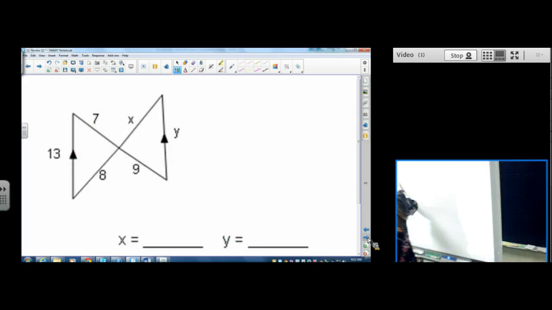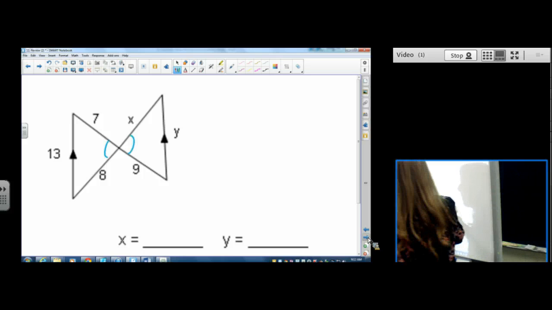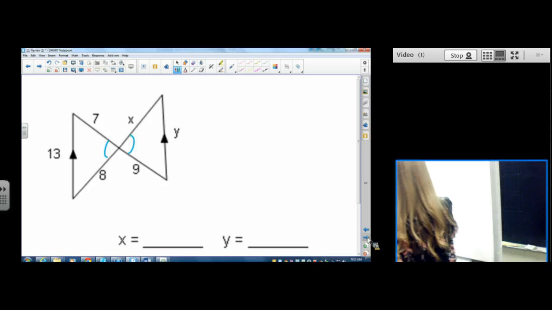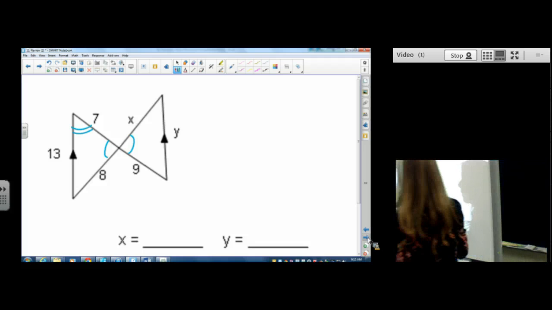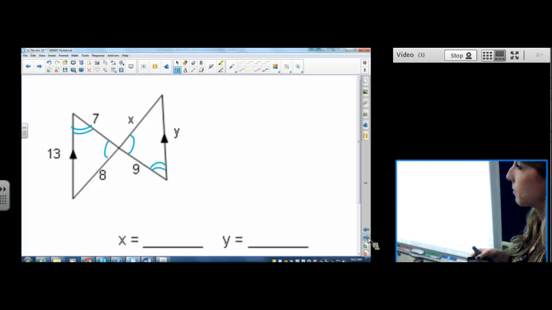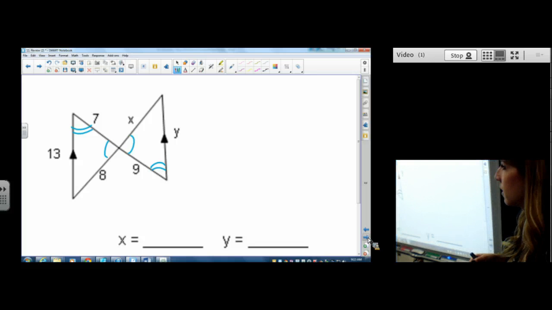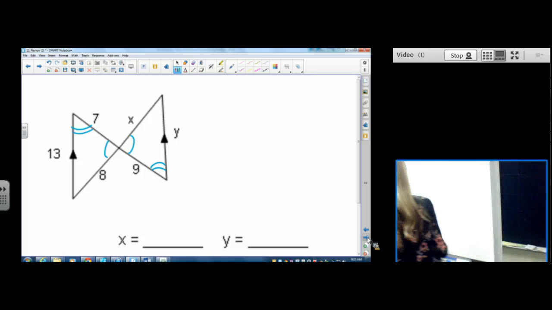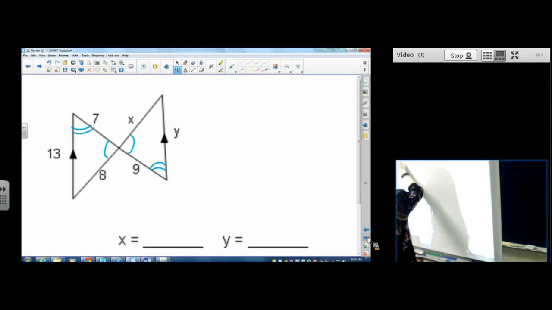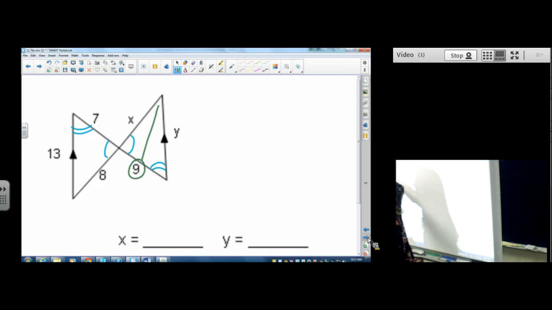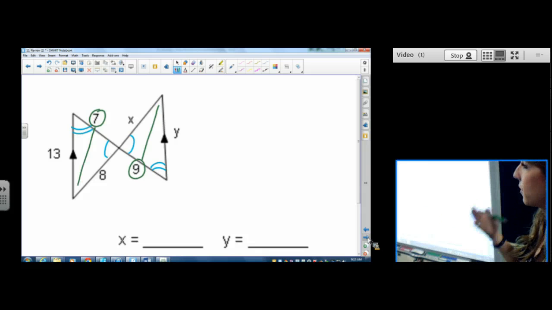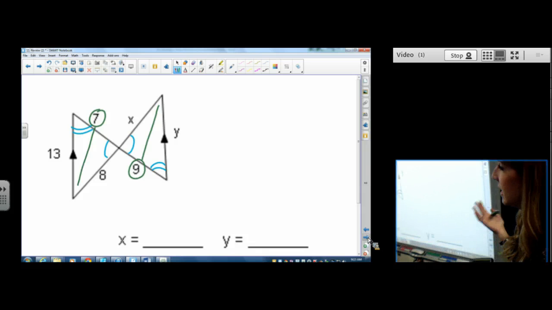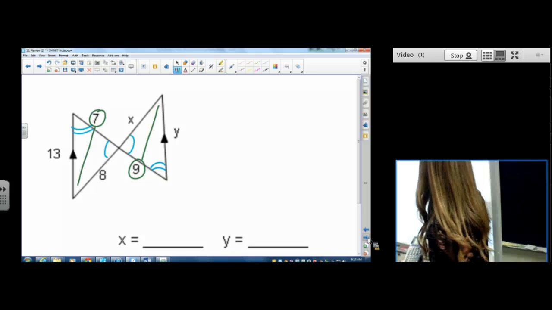First thing I would do is put vertical angle markings. Next thing I would do is put markings for alternate interior angles. The reason I would do that is because that's going to tell me which sides correspond. So now what I'm going to notice is that 9 is across from no arc, and 7 is across from no arc. So there's my first ratio. There's my scale factor in a sense. I'm going to put second over first.